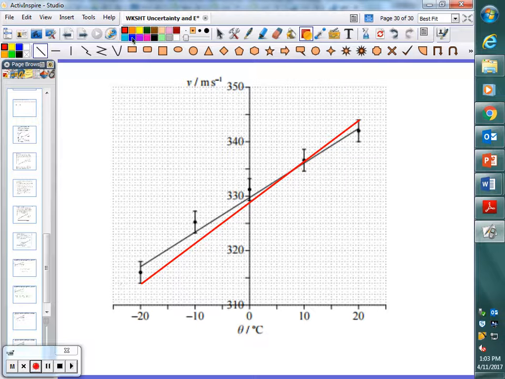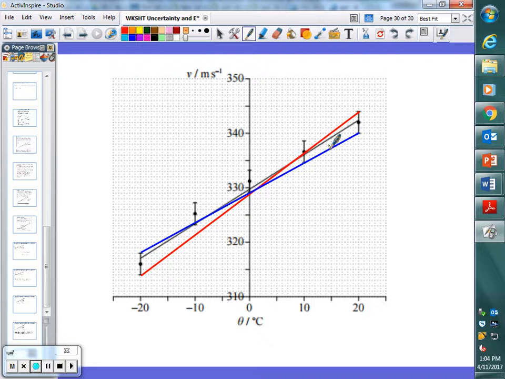And then I'm going to start the other one here, maybe, and put it there. Okay? Because these are slopes, we have to calculate the slope of each line individually. Okay? So, we just go rise over run, right?